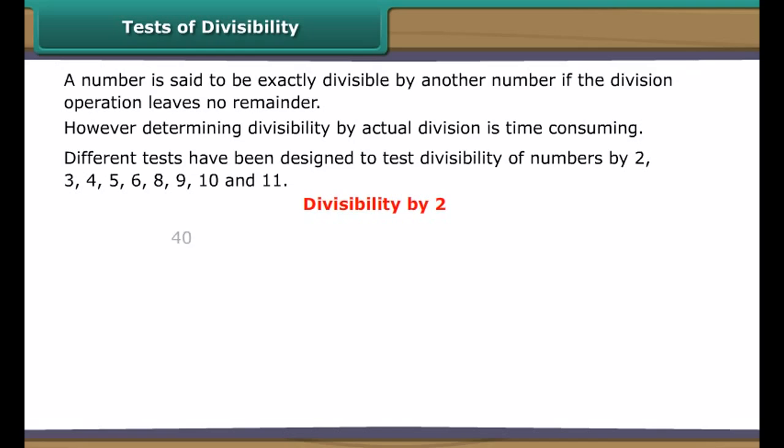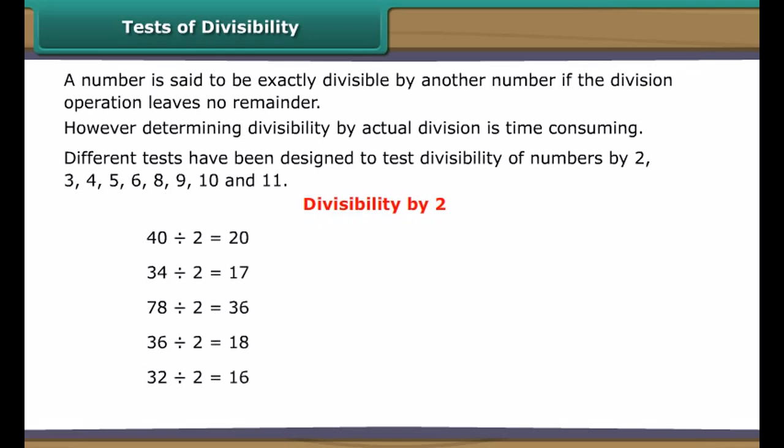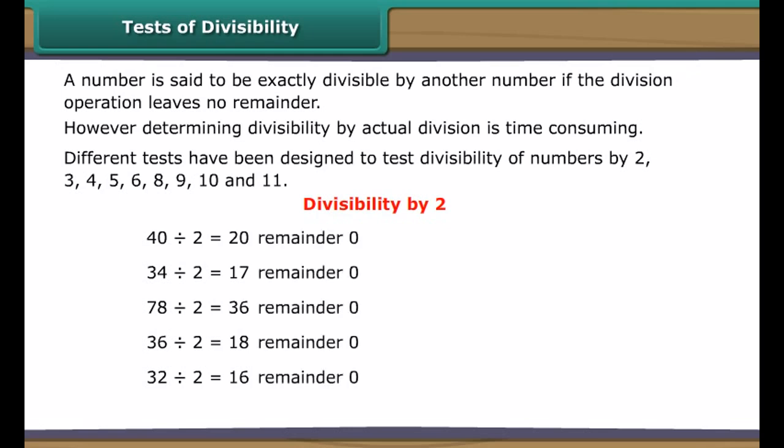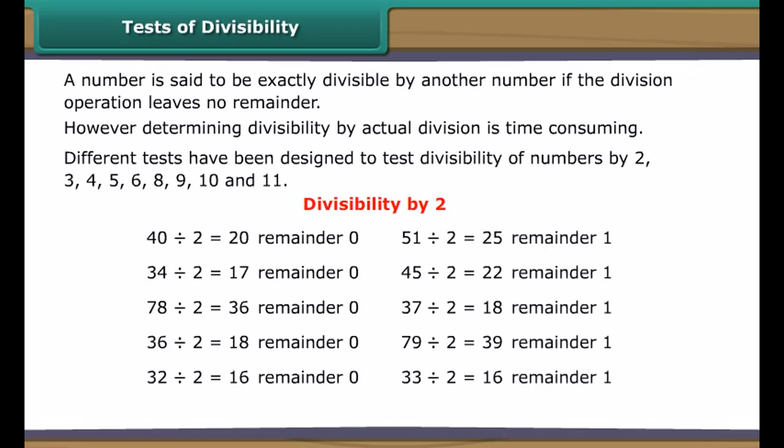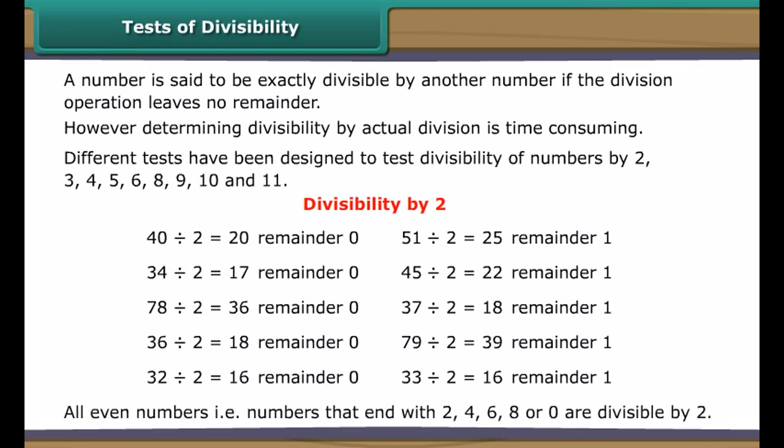Consider some numbers: 40, 34, 78, 36, 32. Let us divide them by 2. 2 divides them all exactly, leaving no remainder. Consider some more numbers: 51, 45, 37, 79, 33. Let us divide them by 2. 2 does not divide them exactly. It leaves a remainder of 1 in all cases. It is clear that all even numbers, that is, numbers that end with 2, 4, 6, 8 or 0, are divisible by 2.